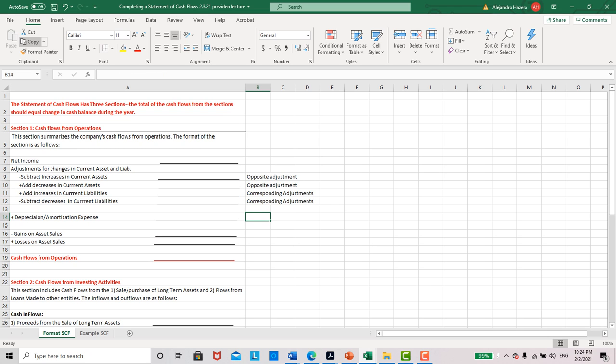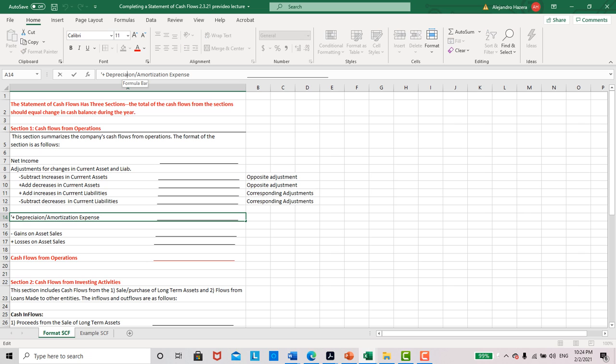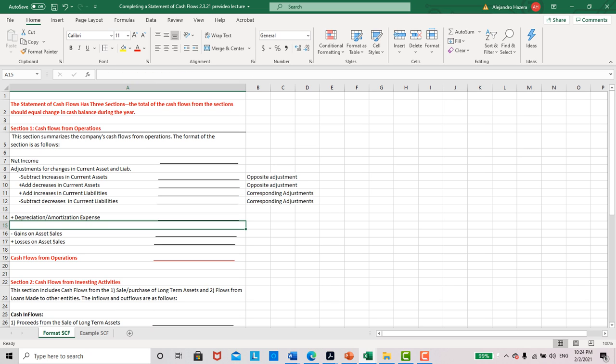Okay, now you always add back depreciation expense. That's always added back. And you should know by now that you do that because it's a non-cash expense. Depreciation expense decreases your net income, but no cash goes out. It's a debit to expense, which decreases your income, but you credit accumulated depreciation, so there's no decrease in cash.